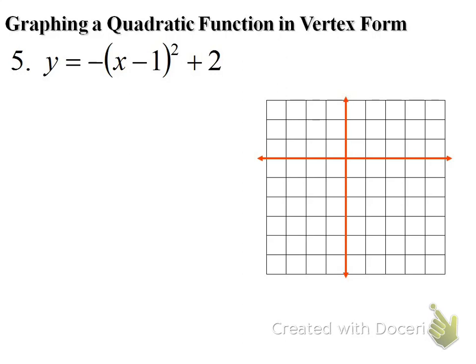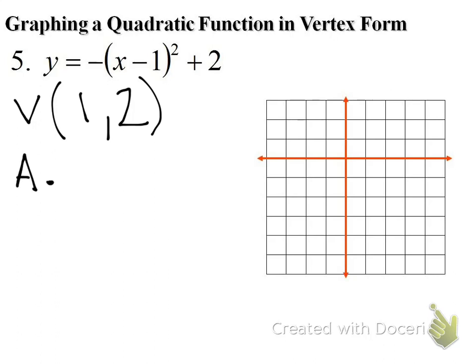All right, here's number 5. So again, we can go right into the vertex. What's my vertex going to be? Negative 1 or positive 1? Positive 1. Remember, it's always the opposite of this. It's what they're subtracting from x. So it's positive 1. And then this one you don't have to worry about the sign. It just stays the same. So my vertex is at 1, 2.